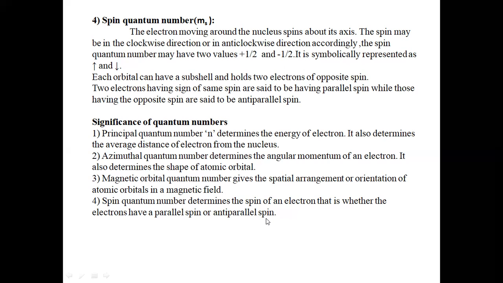So this is all about today's class. In today's class, we have studied the hydrogen atom spectrum, that is the origin of the hydrogen atom spectrum and the various series in it. Next, we studied the four quantum numbers, that is the principal quantum number, magnetic quantum number, azimuthal quantum number, and spin quantum number. Lastly, we have studied the significance of quantum numbers.